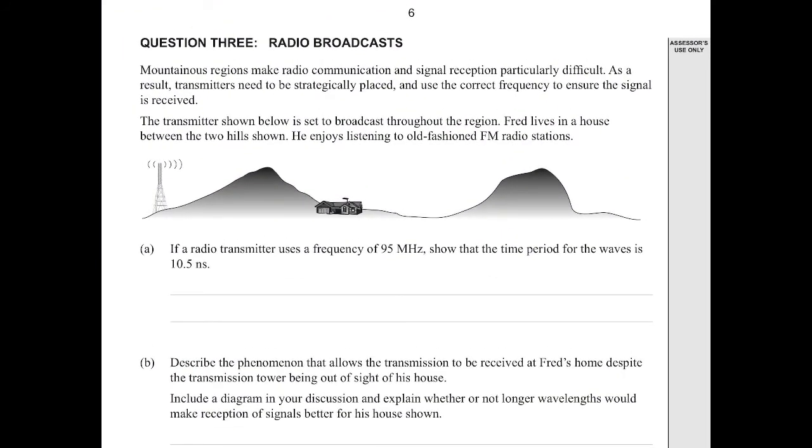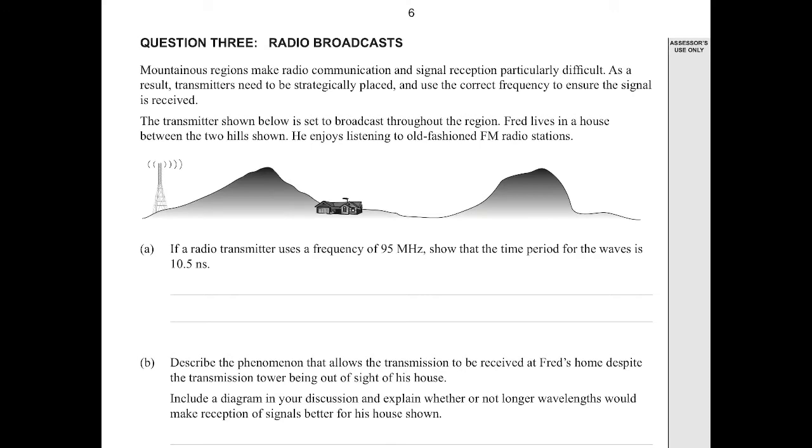Question 3, radio broadcasts. Mountainous regions make radio communication and signal reception particularly difficult. As a result, transmitters need to be strategically placed and use the correct frequency to ensure a signal is received. The transmitter shown below is set to broadcast through the region. Fred lives in the house between the two hills shown. He enjoys listening to old-fashioned FM radio stations.